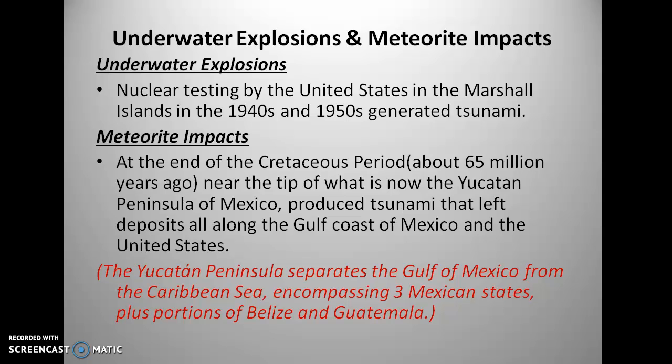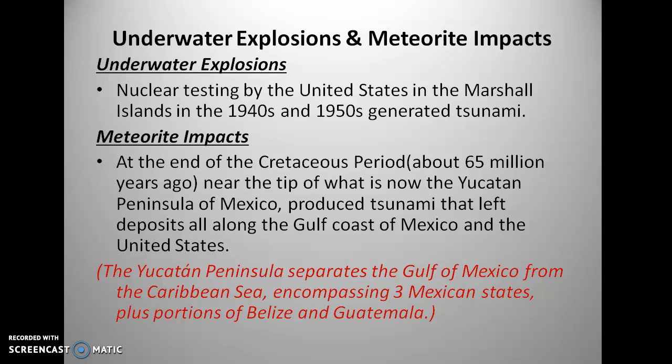So next, one of the other reasons, underwater explosions and meteorite impacts. Underwater explosions are all man-made. One example is the nuclear testing by the United States in the Marshall Islands in the 1940s and 1950s, which generated tsunami. And next is meteorite impacts. This is a rare thing.